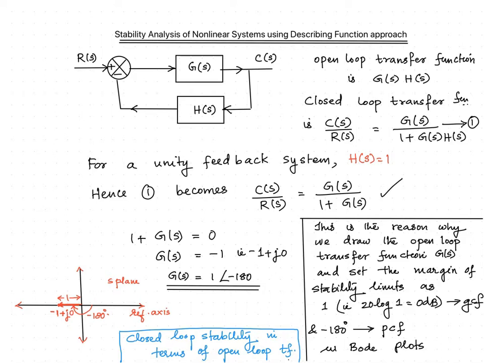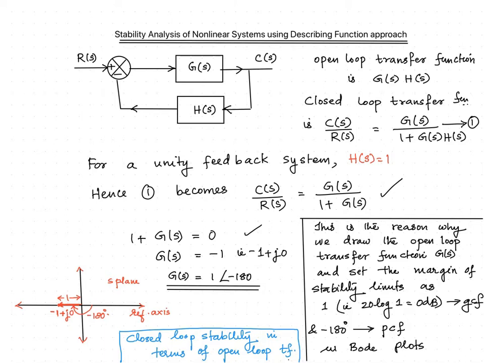As far as a closed loop transfer function is concerned, the denominator polynomial is called the characteristic polynomial, and 1 + G(s)H(s) or 1 + G(s), depending on whether you have a unity feedback system or not, equal to 0 will give you the characteristic equation. This results in G(s) equal to minus 1.